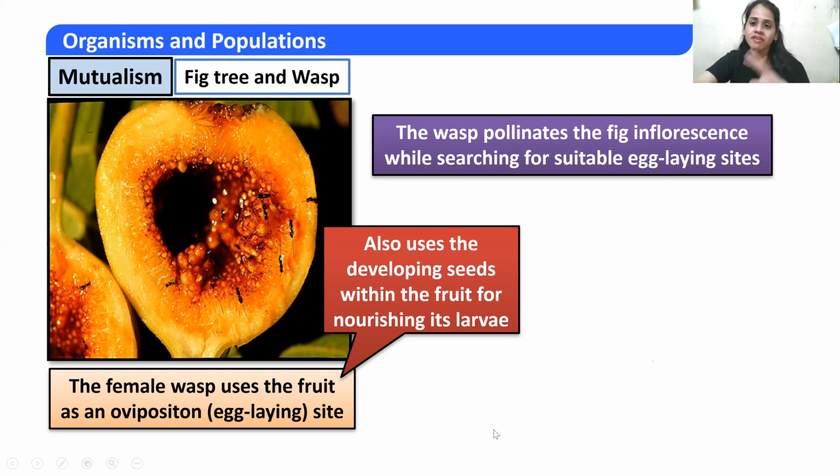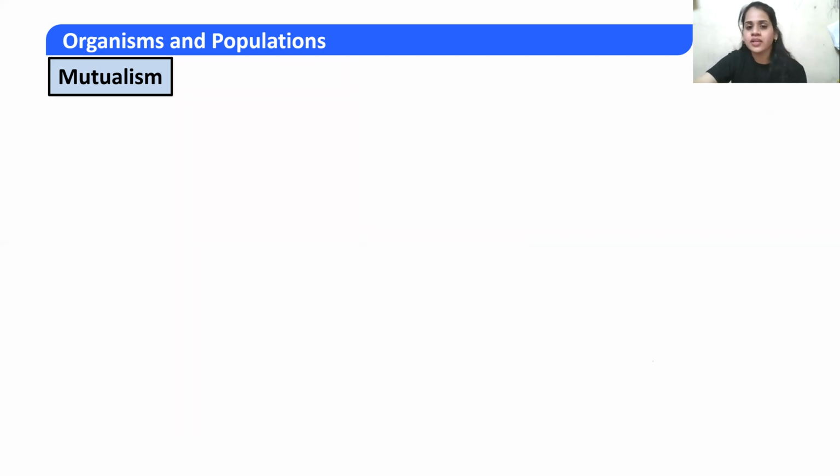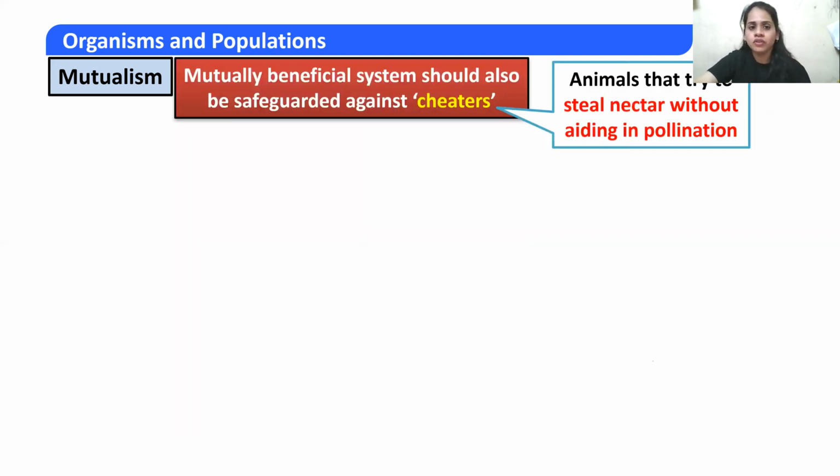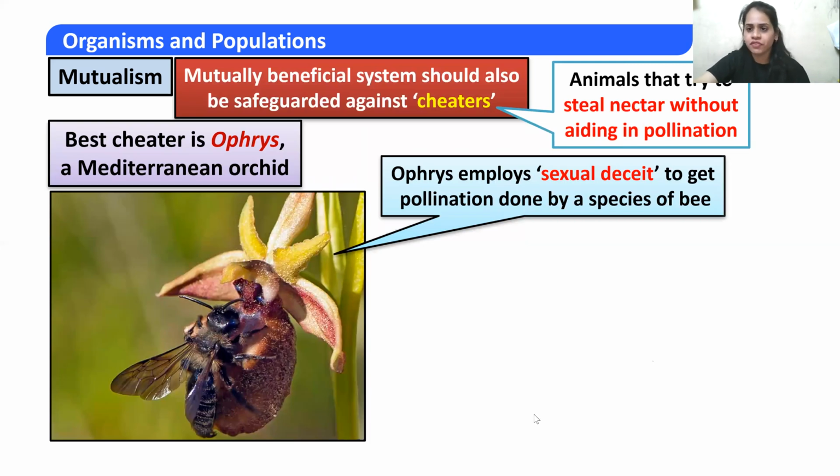So why is the wasp coming to this plant? Because obviously it is finding a place for laying the eggs, and when it lays the egg, it also does pollination. So this is how both of them are going to benefit from each other.